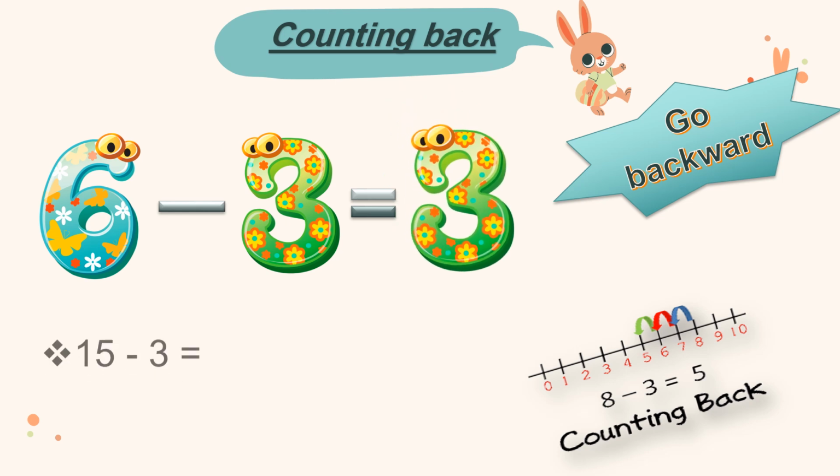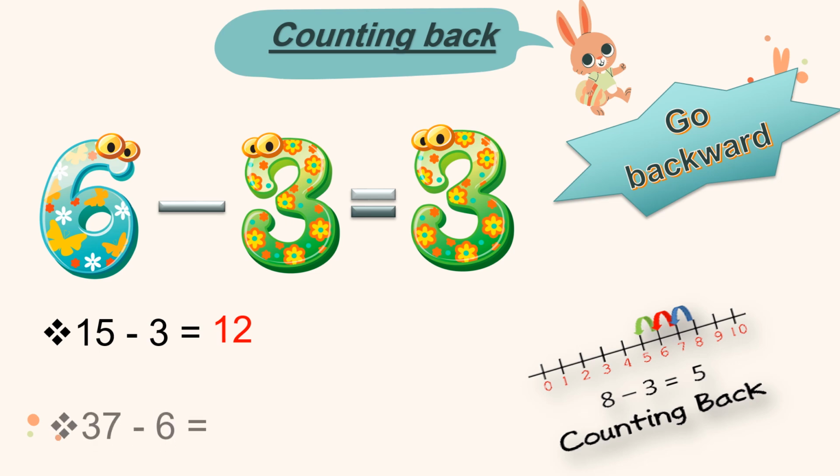Another example, 15 minus 3. We will count back 3 steps. Before 15: 14, 13, 12. So 15 minus 3 equals 12.